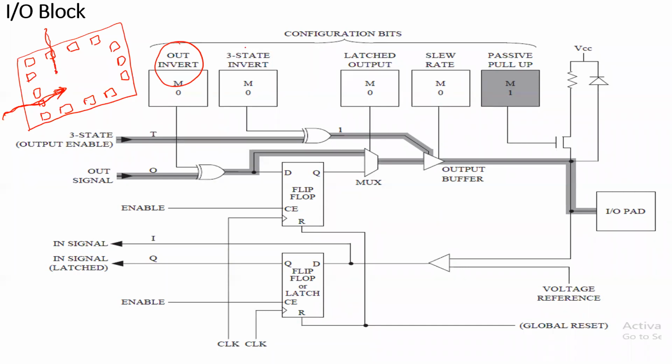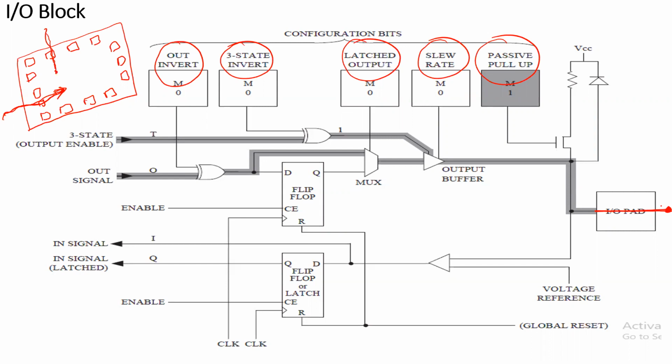If you want a tri-stated output, we can have that. Here is the output we are getting through the IO pad. This output can be a tri-stated output, a latched output through the flip-flops, or a slew rated output, and it can also be a passive pull-up network output. Therefore the output can be taken in different forms: complemented, tri-stated, latched, slew rate, or passive pull-up.